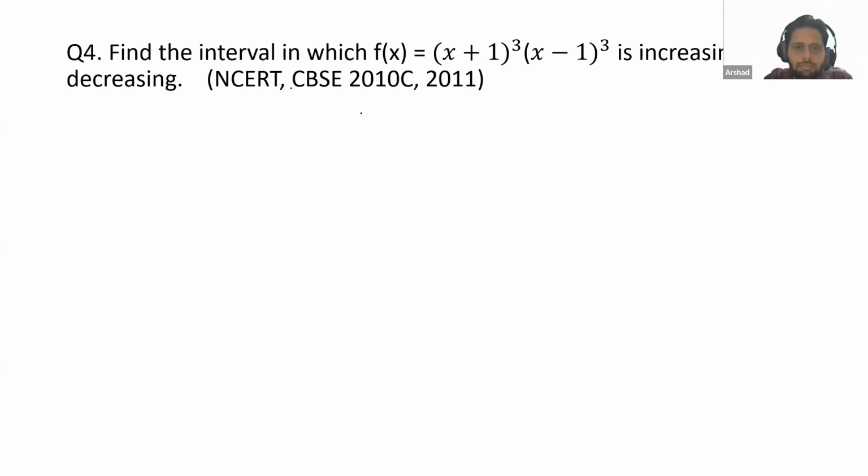So next, please try this question. This is a good question, it came two times, in 2010 and 2011. Find the interval in which this function is increasing or decreasing. This is not strictly, they are saying increasing or decreasing. So I will give you 5 minutes for this question.